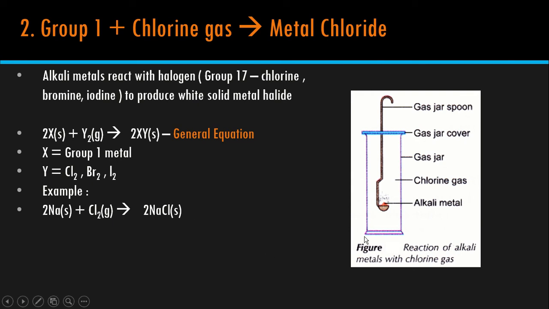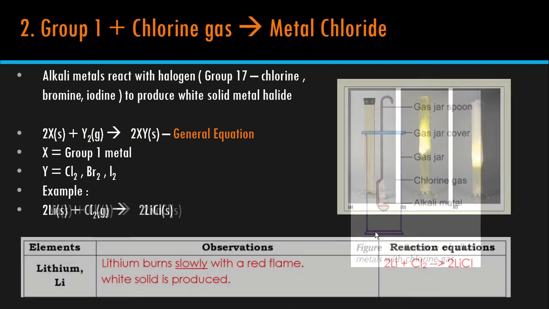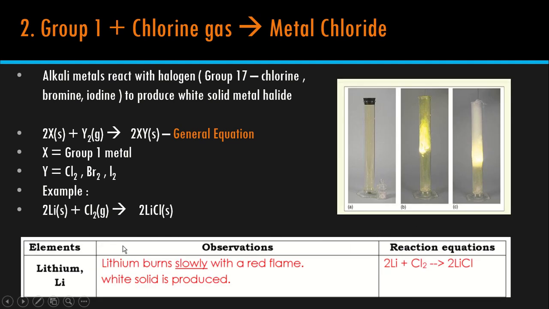So dia punya gambaran lebih kurang sama macam oxygen gas tadi. Kita akan buat eksperimen dalam balang ni, gas jar. So dalam ni kita isi dengan chlorine gas and then letak alkali metal. So nanti you akan observe lah dia punya warna api juga macam tadi juga. Okay, so kat sini lithium. Okay, so lithium burns slowly with a red flame. Warna merah kalau lithium, bergerak perlahan. And then white solid is produced.